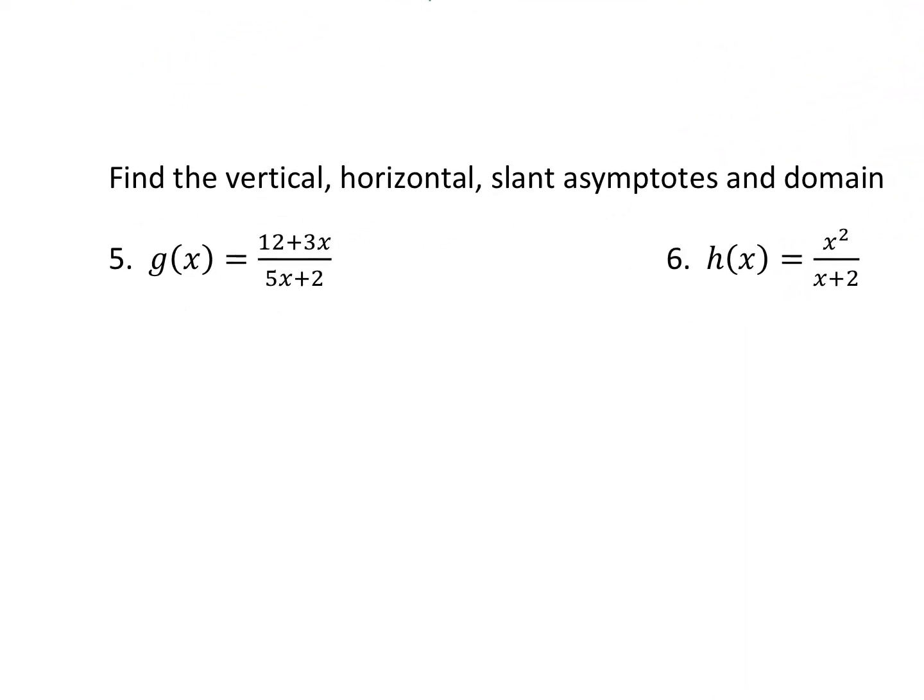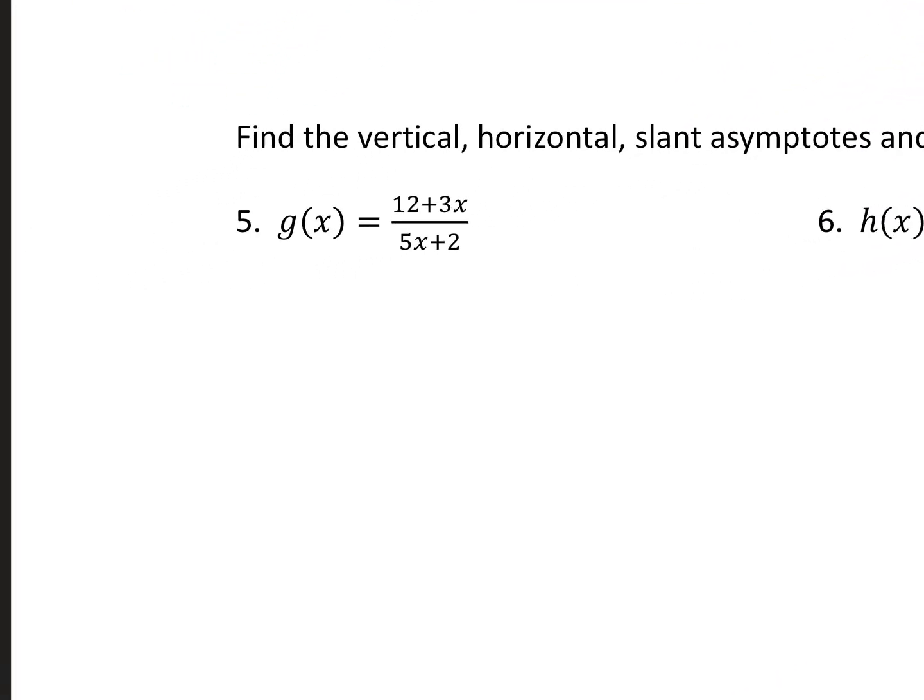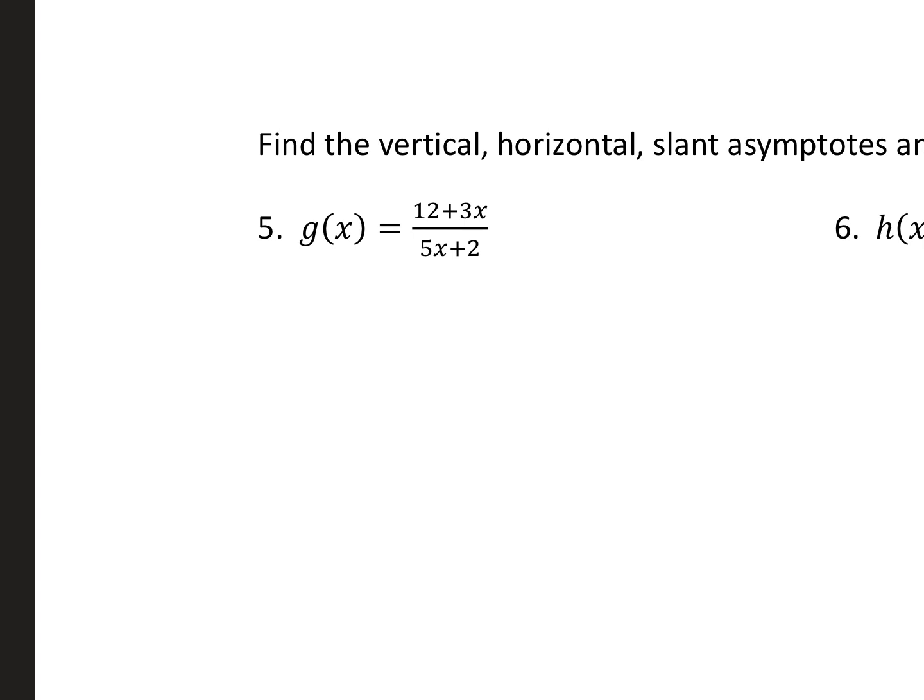For number 5, you're given g of x is equal to 12 plus 3x over 5x plus 2. I'm going to rewrite that numerator as 3x plus 12, just so that way it's in standard form. And if I have to compare my numerator leading coefficient to my denominator leading coefficient, I know what it is. So, starting with our domain.